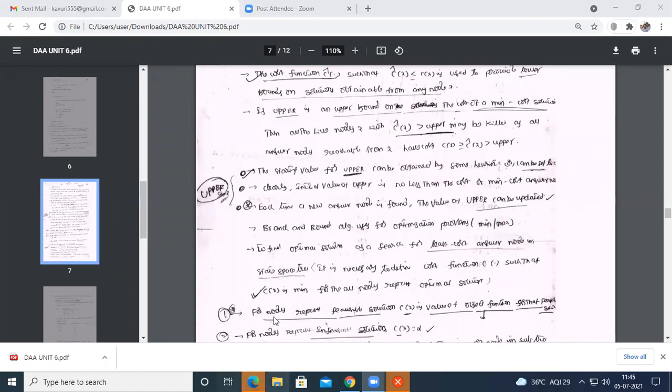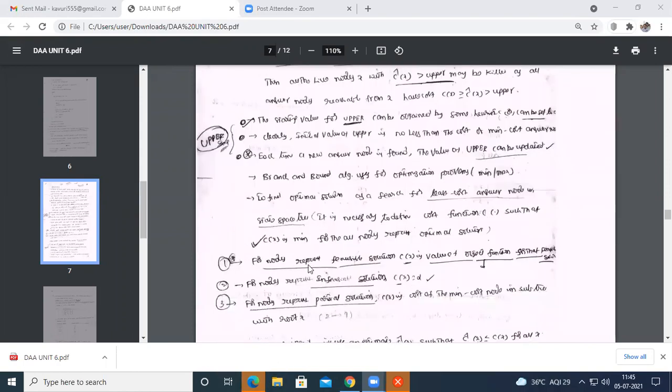Next, the nodes represent a feasible solution, where C of X is the value of the objective function. So C cap X represents the value of the objective function for any node.